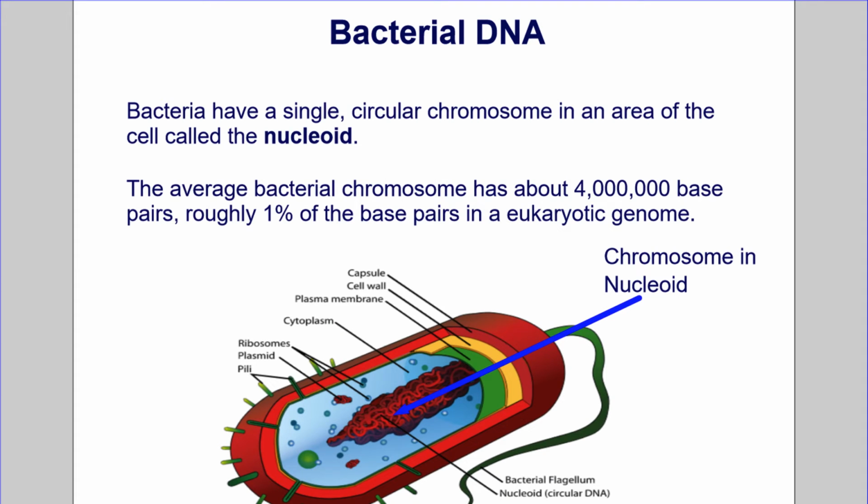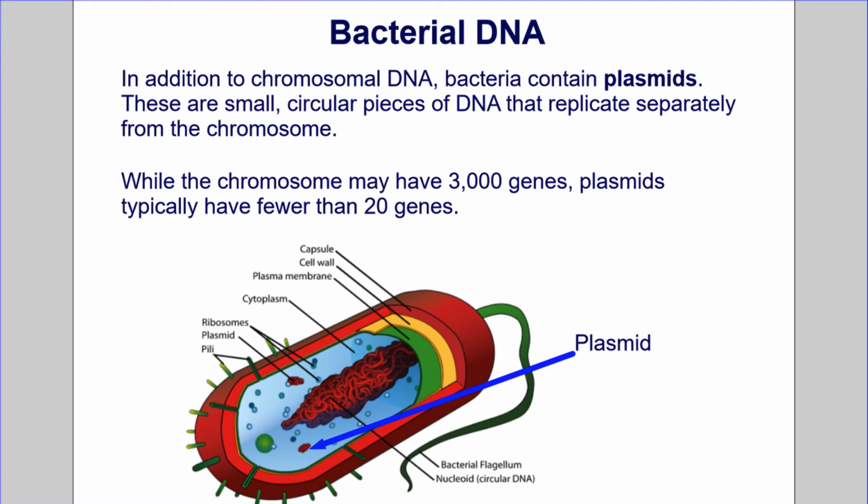Bacterial DNA. Bacteria have a single, circular chromosome in an area of the cell called the nucleoid. The average bacterial chromosome has about 4 million base pairs, roughly 1% of the base pairs in a eukaryotic genome. In addition to chromosomal DNA, bacteria contain plasmids. These are small, circular pieces of DNA that replicate separately from the chromosome. While the chromosome may have 3,000 genes, plasmids typically have fewer than 20 genes.